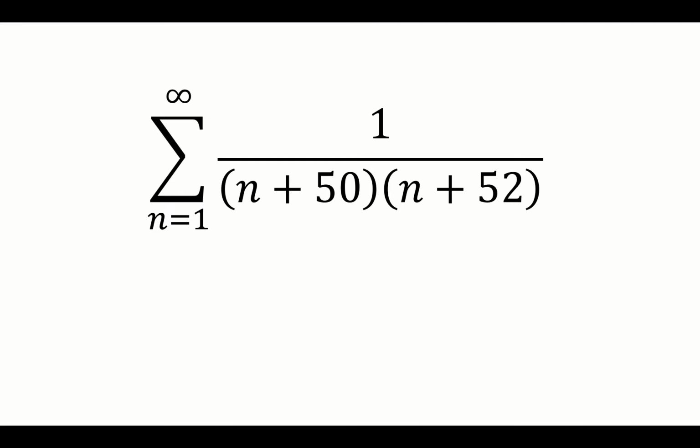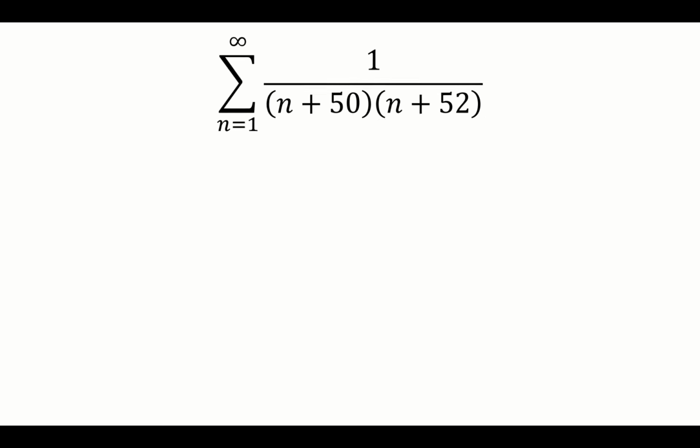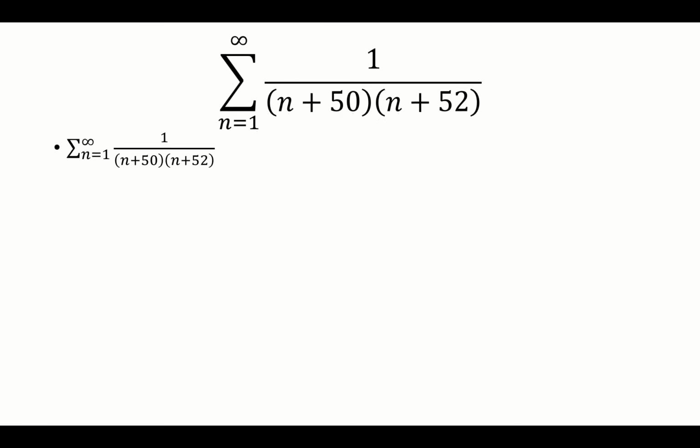Given the sum from n equals 1 to infinity of 1 over (n plus 50) times (n plus 52), the first thing we're going to do is see whether it converges or diverges, and then find its sum. Well, for this one, we're going to use partial fraction decomposition.